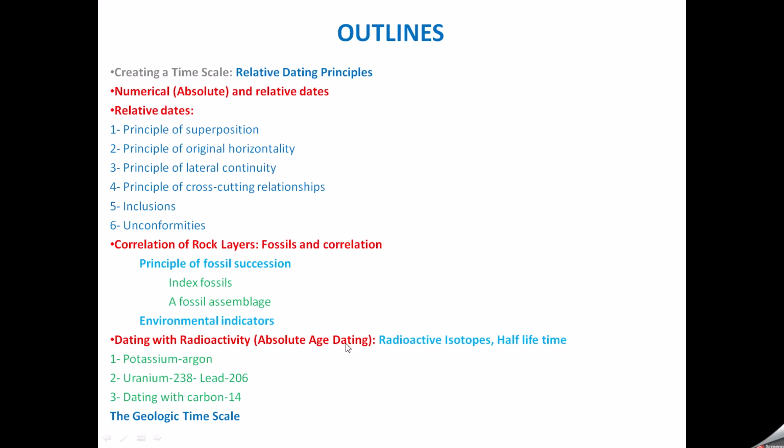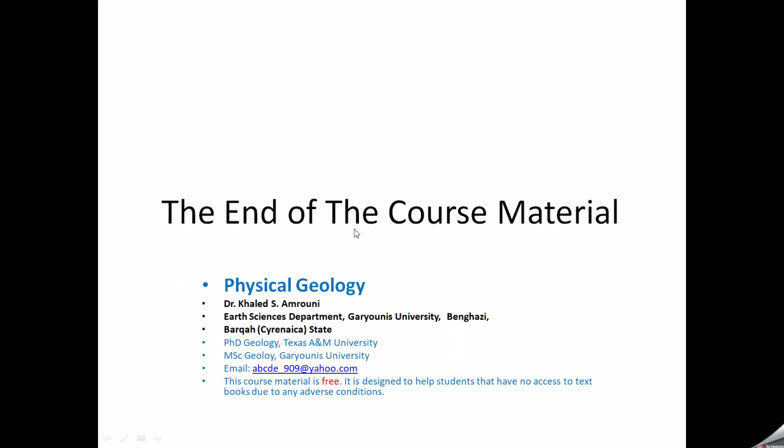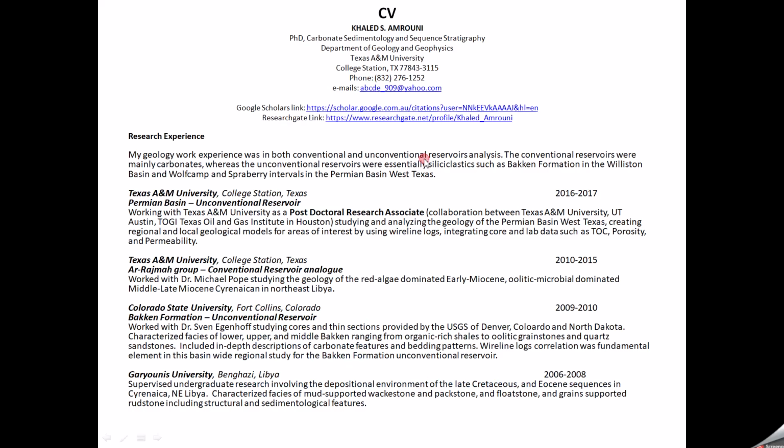Now, absolute age dating, we use radioactive isotopes and half-life time. We use potassium-argon, we use uranium-238 to lead-206, and we use carbon-14. And then we'll look at the geological time scale. And by this, we conclude the outline of this course material.